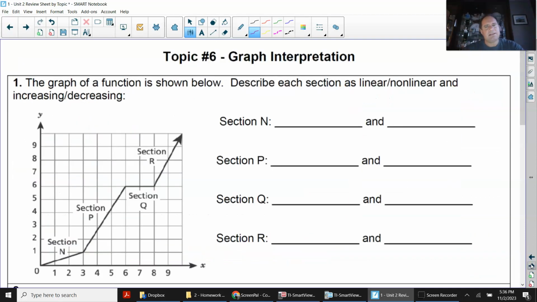So our last topic is graph interpretation, and we are just going to interpret what these graphs mean. And in section N, we're just going to describe each section as linear, nonlinear, and increasing and decreasing. So section N is linear, and it's increasing, going up from left to right.